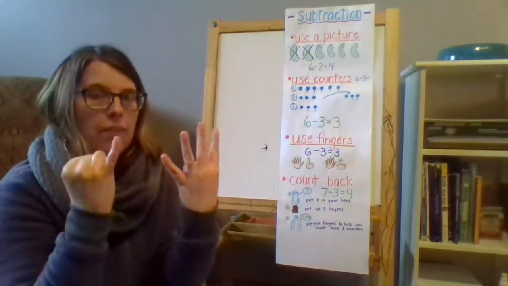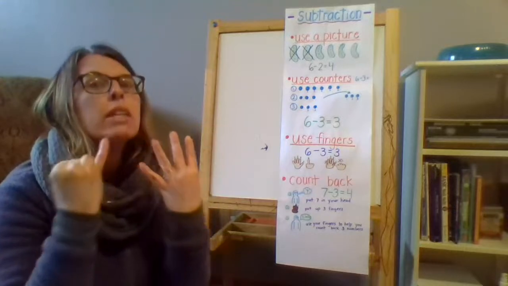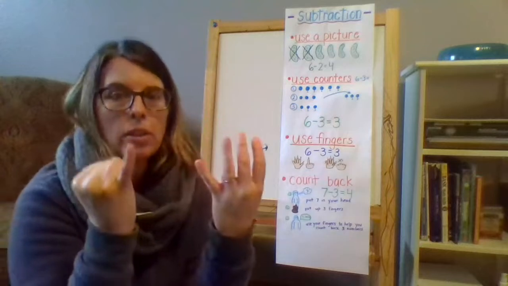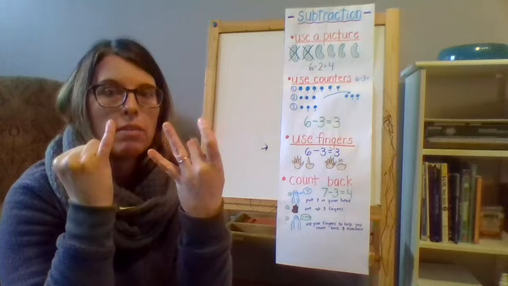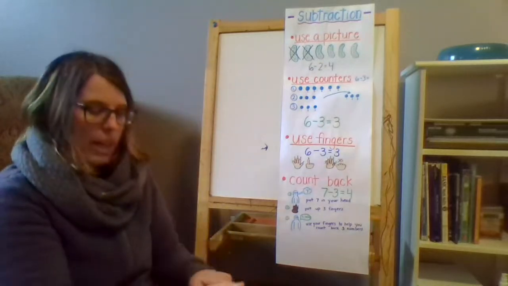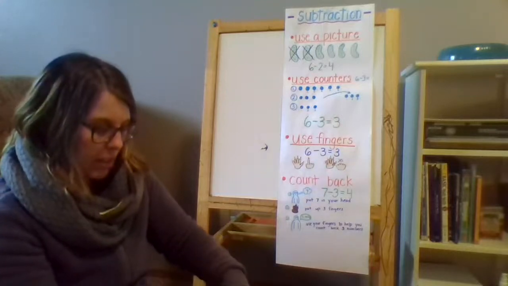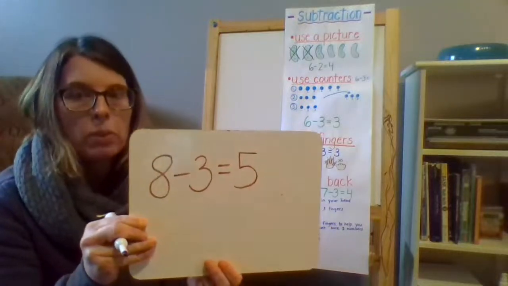So now I need to count these fingers. You can tap them to a table, tap them to your chin, tap them, or just wiggle them. I'm going to wiggle them to show you right now. So 1, 2, 3, 4, 5. Okay. So I counted that I had 5 fingers left showing, and that would be my answer. That's the difference. 8 minus 3 equals 5.